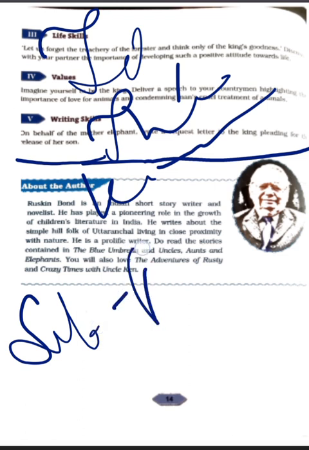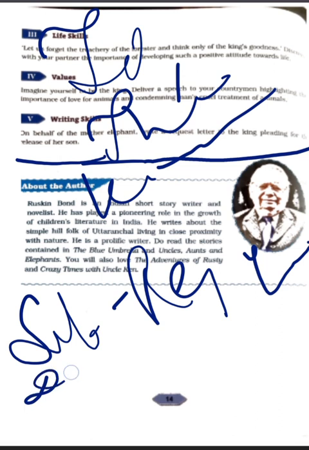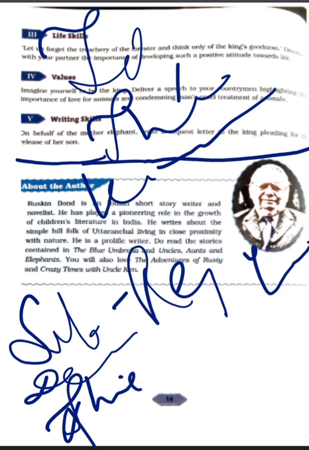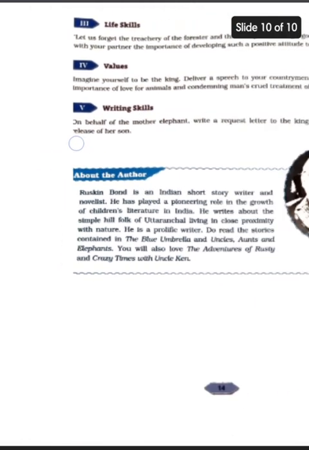Subject: request to release my baby elephant. Dear sir, this is being informed to you. My son has been trapped by your forester. I, being blind, am not able to find food for myself. So I request you earnestly to release my son so that he can be here with me and take care of me. I shall remain obliged to you. Yours, Mother Elephant.